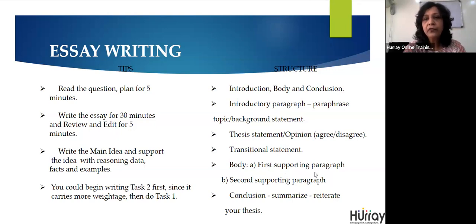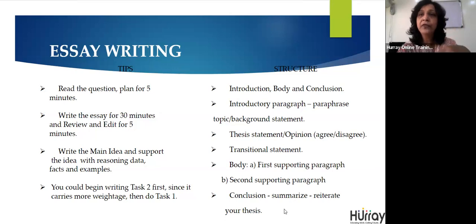The body paragraph is also called the supporting paragraph. In the first supporting paragraph, explain why you agree or why you disagree with an example. And in the second supporting paragraph, you can write, on the other hand, some people disagree because, give a reason, and write, however, I agree because, and give another example to prove your point. And then you come to the conclusion and summarize. Summarize what you've already written in the body paragraphs and reiterate your thesis.